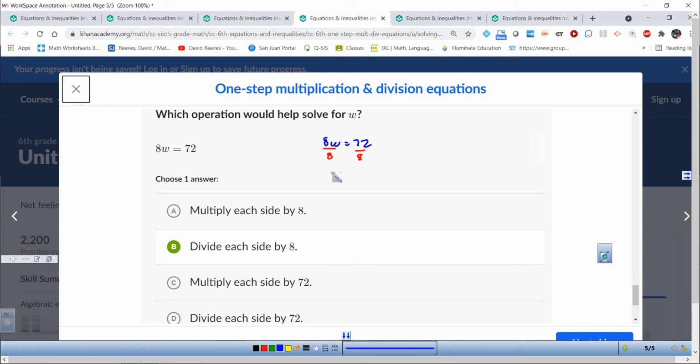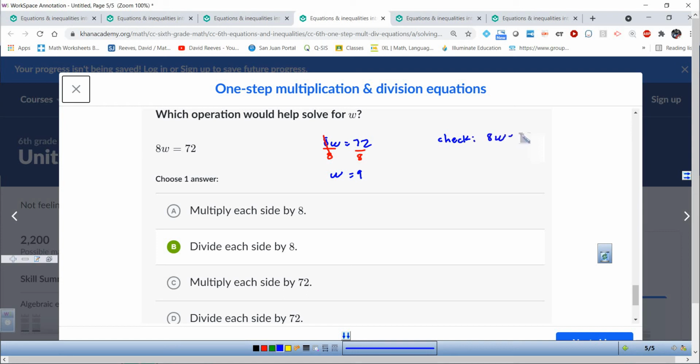When I do that, these are going to cancel. 8 divided by 8 is not 0. 8 divided by 8 is 1, but that gives me the w by itself, and 72 divided by 8 is 9. So w is equal to 9. That's our solution, but of course, what are we going to do? We're going to check our solution, aren't we?